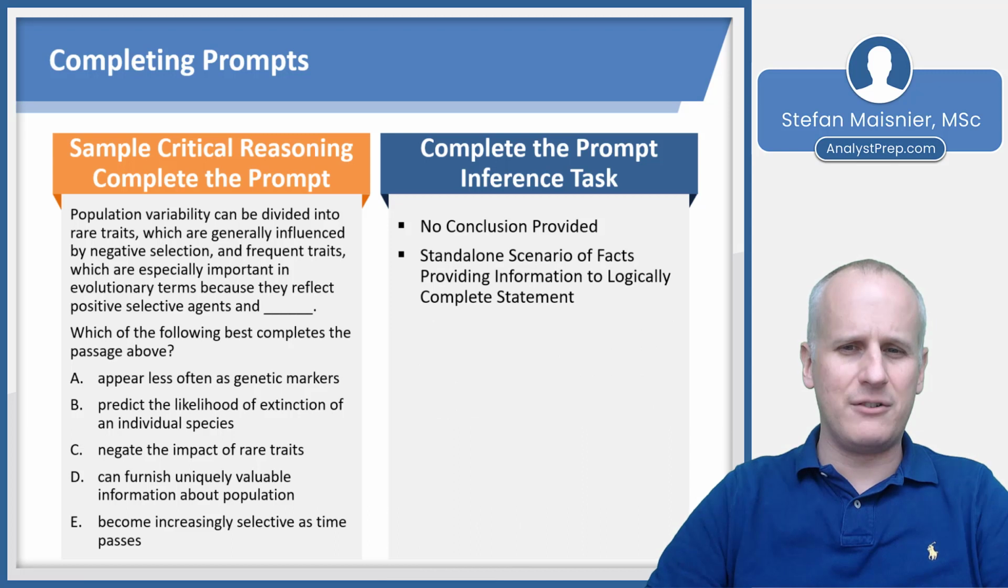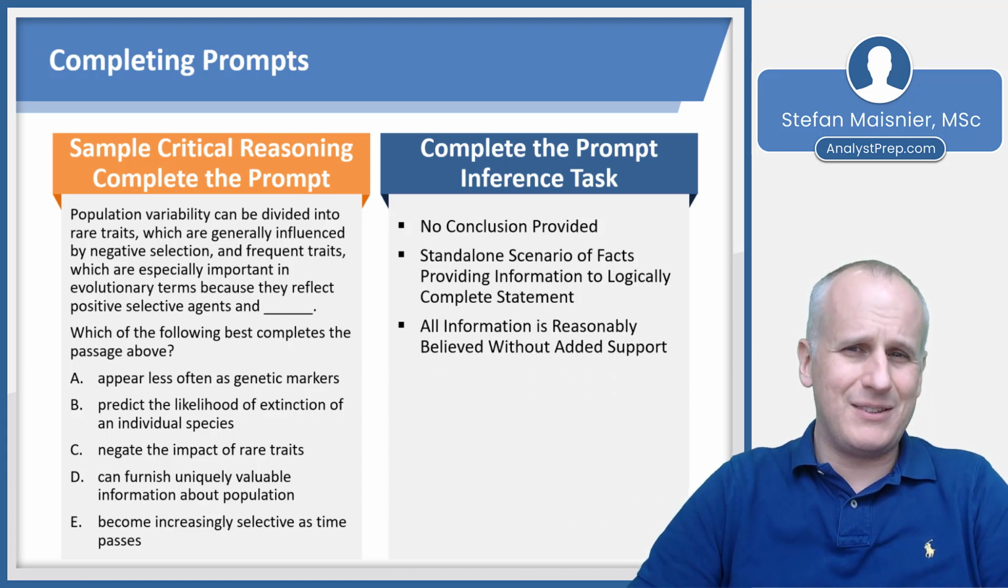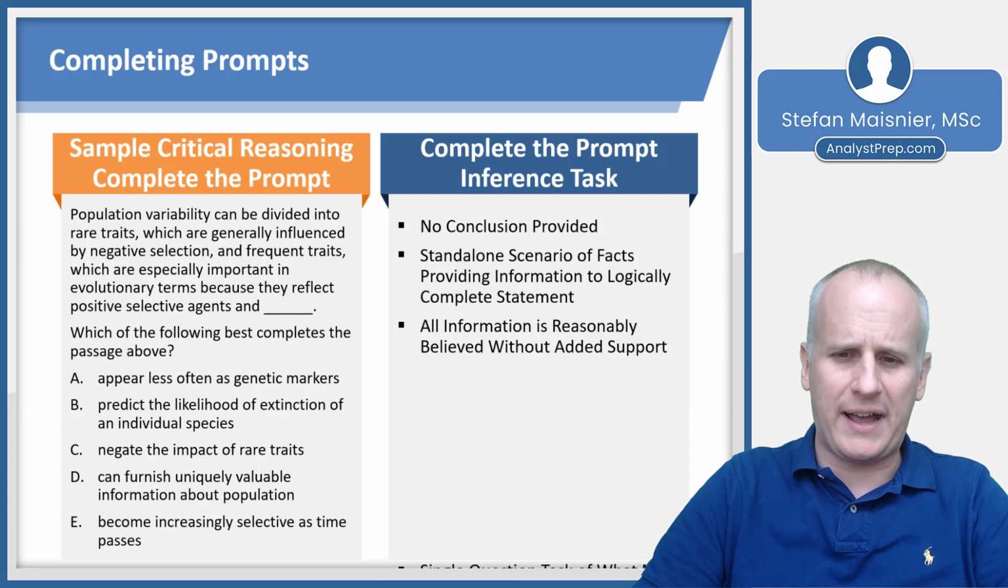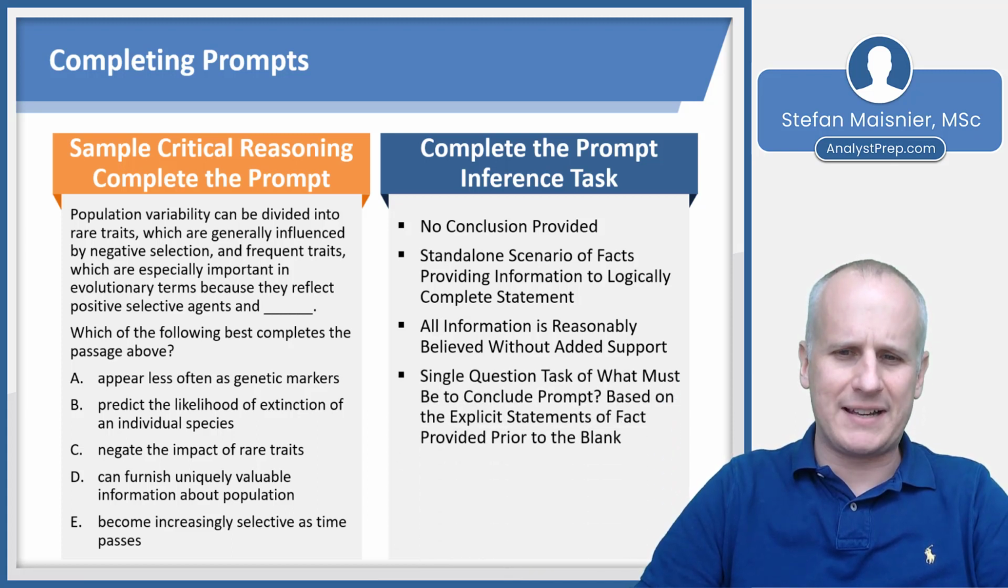We just have that scenario of facts providing information, and then you've got to take that information to logically complete the statement. All of the information that's provided in this little paragraph, we can reasonably believe, even though we probably don't have background necessarily, at least I don't, on population variability and how to divide it into rare traits and frequent traits. But I can believe that these are viable facts. And the single question task is what must be to conclude the prompt. So based on the explicit statements of fact that came before the blank, we've got to find an answer choice that has to be true.